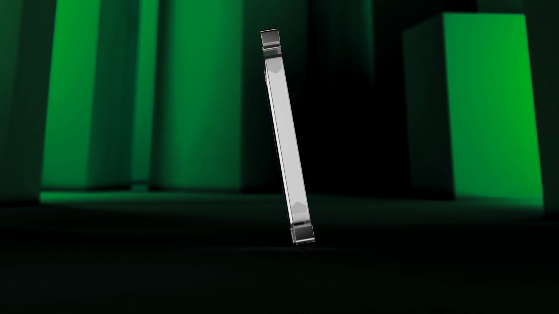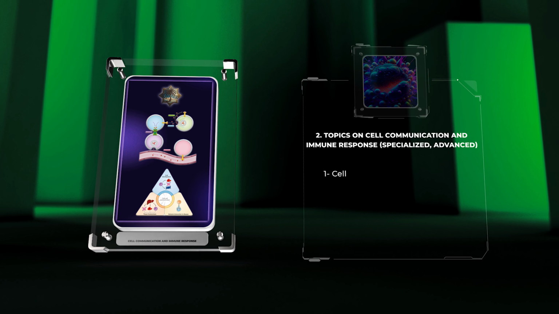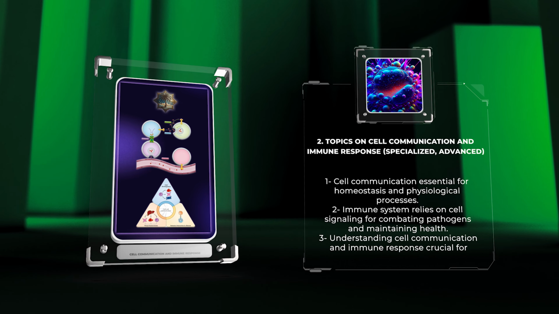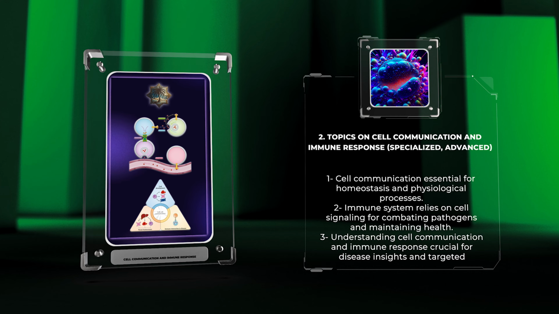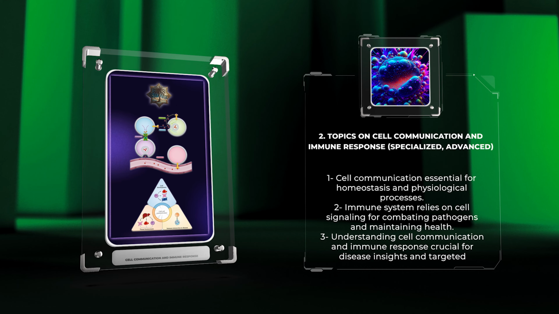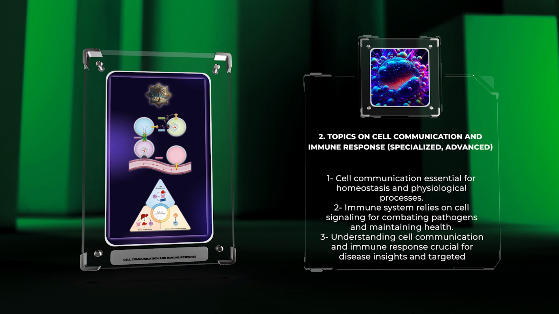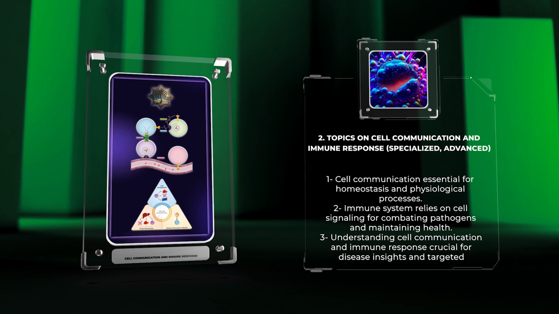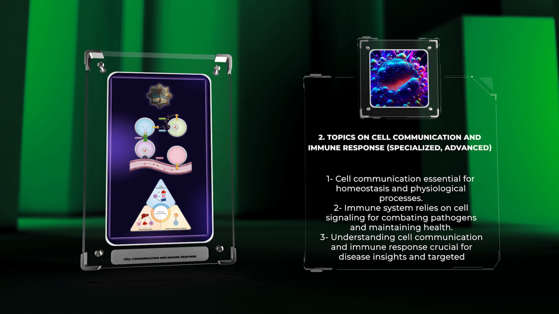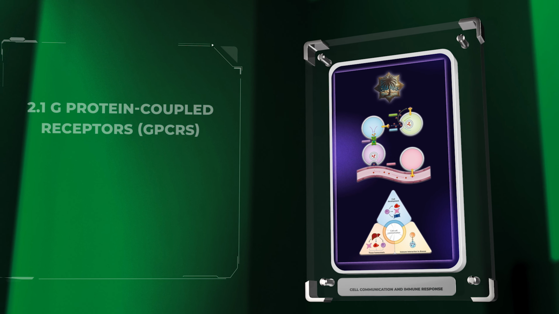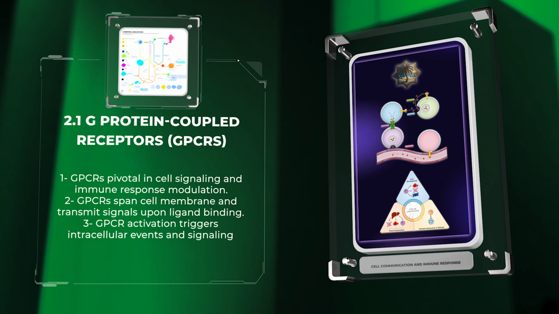Cell communication is essential for maintaining homeostasis and coordinating various physiological processes. The immune system, one of the most intricate networks in the human body, relies heavily on cell signaling to combat pathogens and maintain overall health. Understanding the mechanisms behind cell communication and immune response is crucial for providing insights into diseases and developing targeted therapeutic interventions. GPCRs play a pivotal role in cell signaling, including immune response modulation.